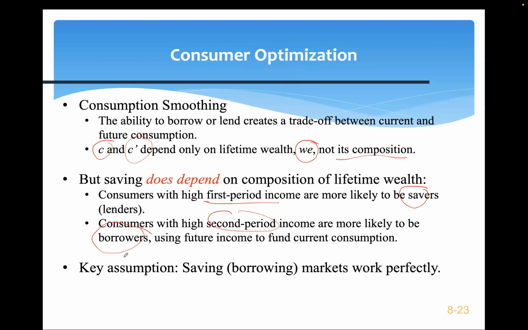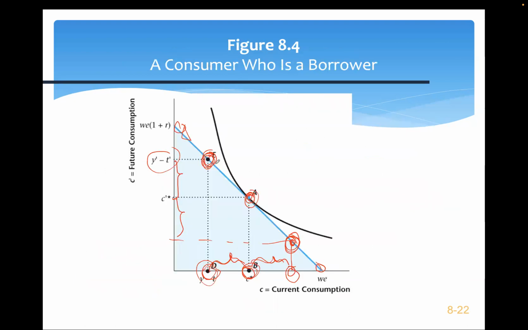To make sure these results survive, we have a big assumption. This is the saving market, borrowing market, or in general, we call it the financial market. The financial market works perfectly, no friction. You get what you need, meaning you can borrow as much as you wish. You save as much as you like. And the saving rate and borrowing rate are the same, which is reflected back here. So the curve is a straight line. If you are here, you borrow at the rate of 1 plus R. And here you save at the rate of 1 plus R. So the financial market is perfect.